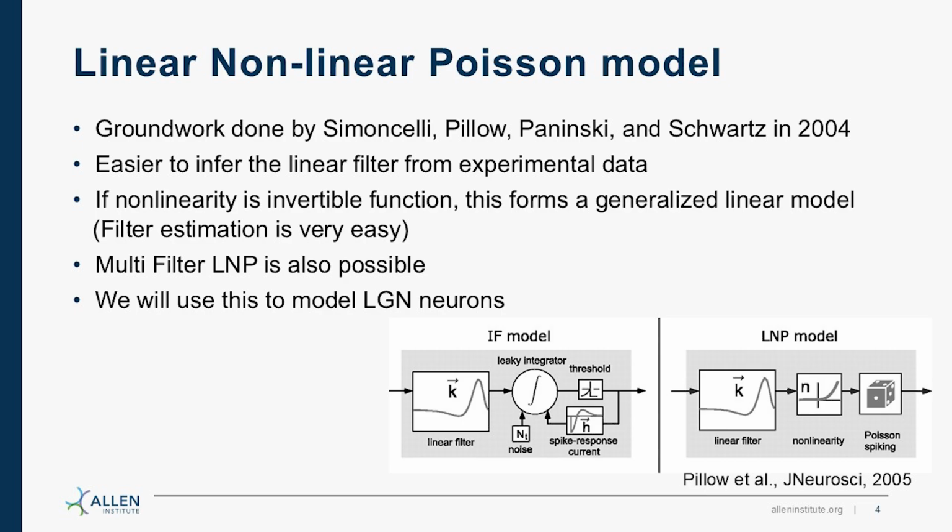This model was developed by many different people, but is mainly attributed to Eero Simoncelli's group in a paper by Jonathan Pillow back in 2004. It's essentially a GLM, depending on the nonlinearity used, but in most cases it's a GLM, which means it's really easy to fit this model to data. That's convenient for what we're doing here, if you want to generate input spikes that approximate what the thalamus is doing.